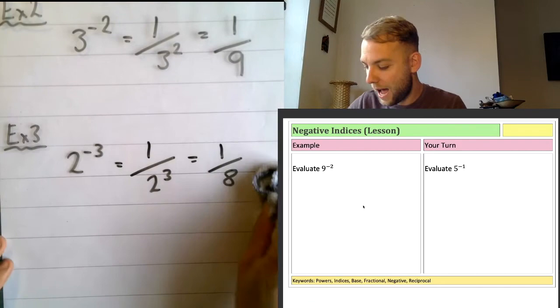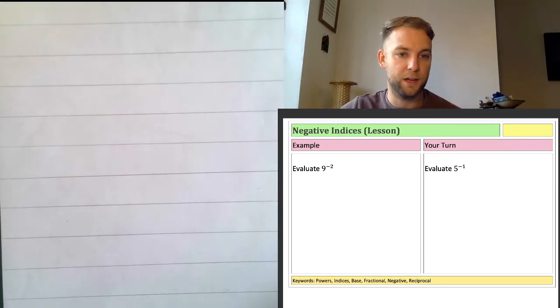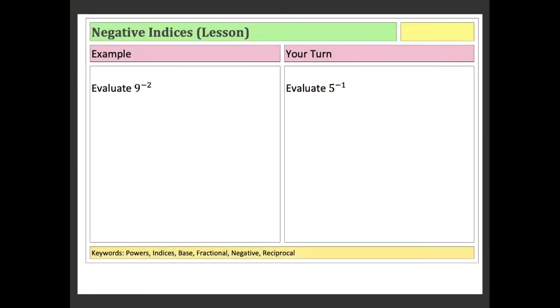Okay. So I've got 2 questions there. Have a go at these 2 yourself. So pause now and have a little go at those yourself. I'll make them big for you so you can see. Pause now and have a little go at that.